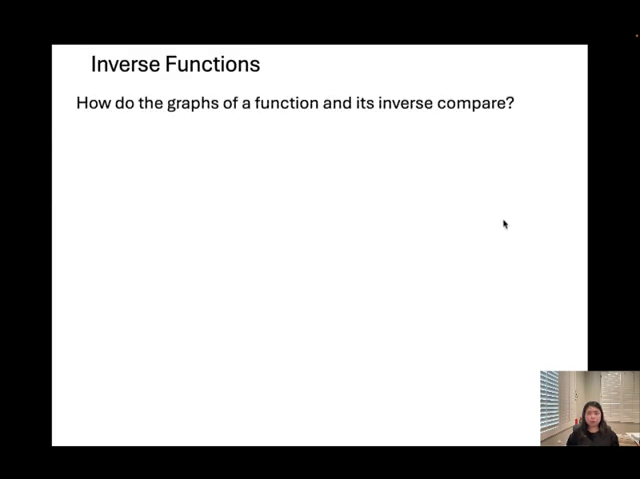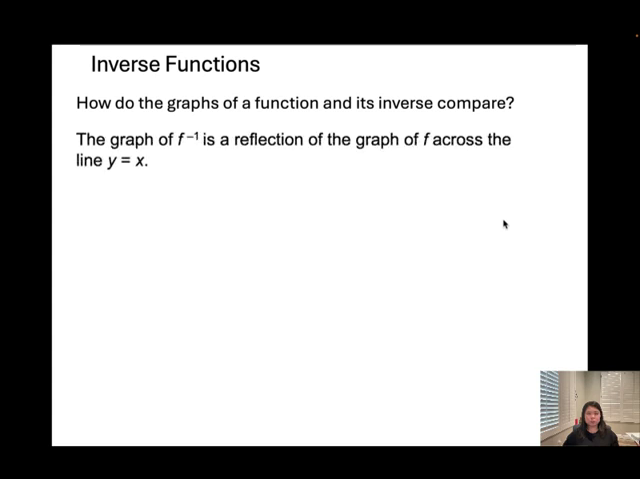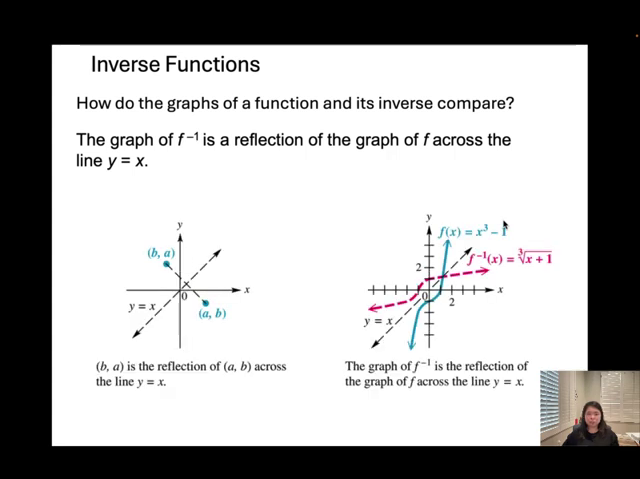How do the graph of a function and its inverse compare? Remember, the graph of the inverse function is a reflection of the graph of f across the line y equals x. Look at this example. Let's say my f is the point (a, b), only one coordinate. So the inverse f will be (b, a). Now I'm going to graph the straight line y equals x. You could see these two points are reflections, just like putting a mirror in the middle here.